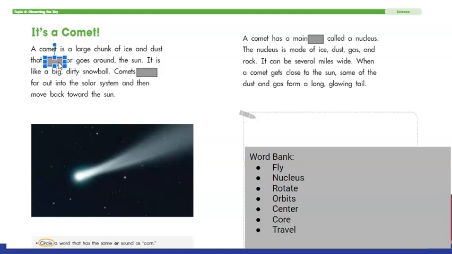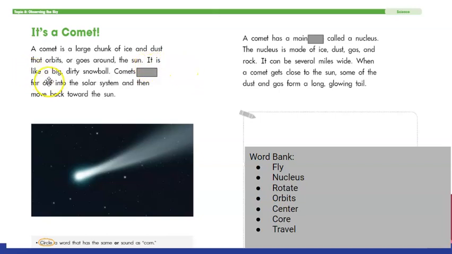The word orbits. Pat yourself on the back if you remembered. A word that means to go around is orbit. And we know, especially in space, lots of things orbit around the sun. Great job. Let's keep going.